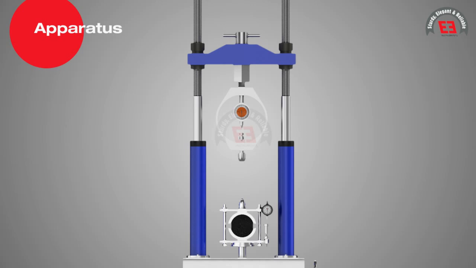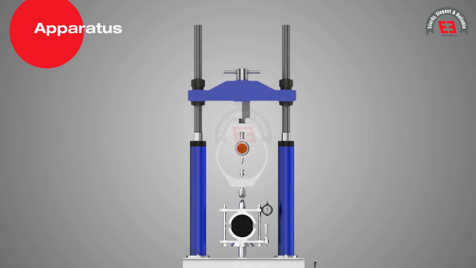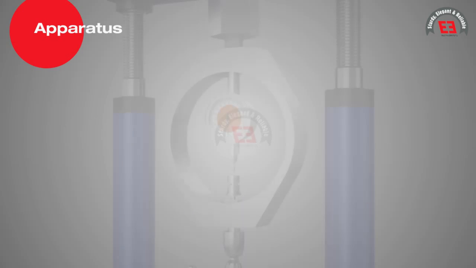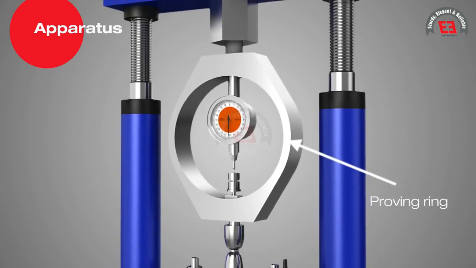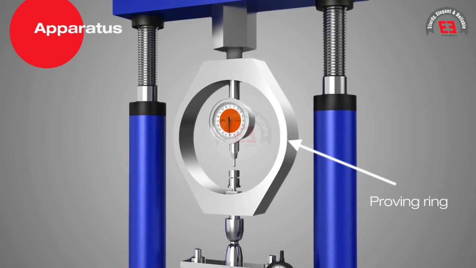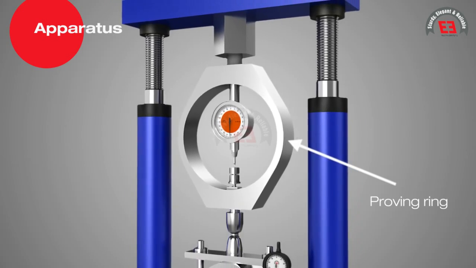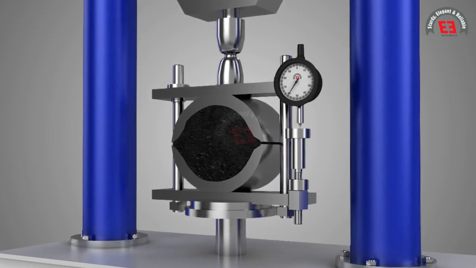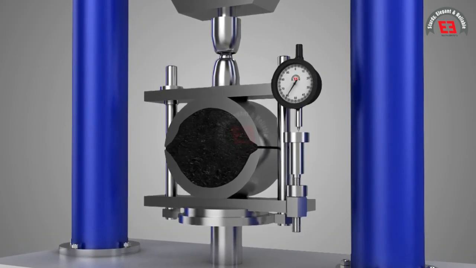The Marshal stability testing machine consists of a motorized loading unit which moves towards downward and upward directions for loading and unloading. Pre-calibrated proving ring is provided at the center of the bracket of the machine to measure load. A dial gauge having range of 0 to 25 mm and having least count of 0.01 mm is fitted at test head to measure the flow value of specimen.